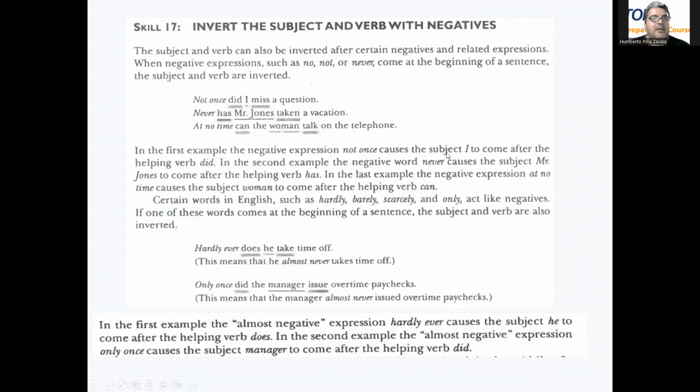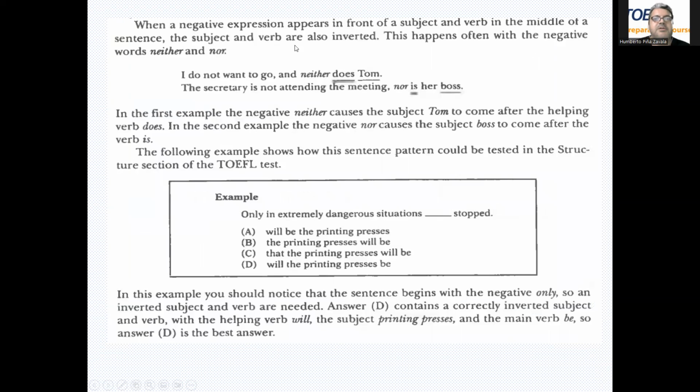Okay. When a negative expression appears in front of the subject and verb in the middle of a sentence, the subject and the verb are also inverted. This happens often with the negative words neither and nor, which is what we call a pair conjunction. We will see that in another skill, in another video. I do not want to go, and neither does Tom. Neither is a negative word in itself, so we have neither, the auxiliary does, and then Tom.